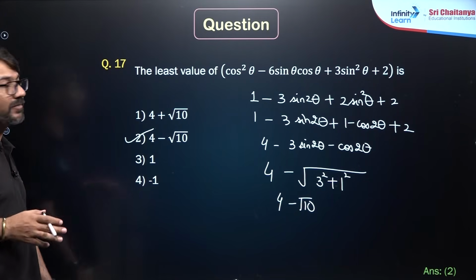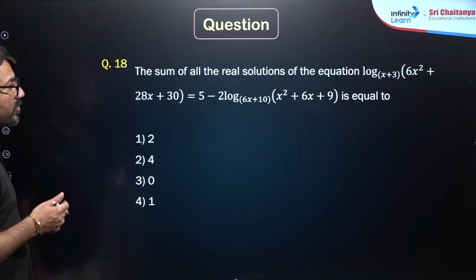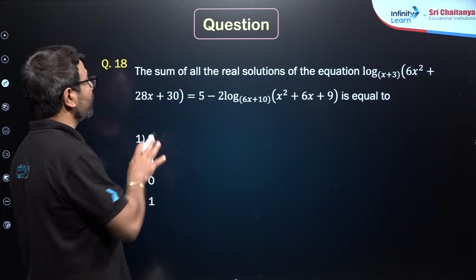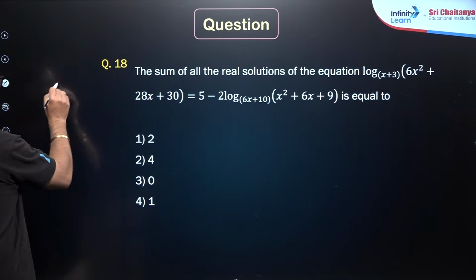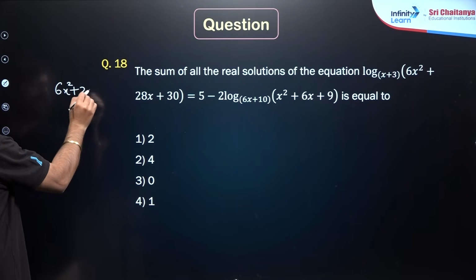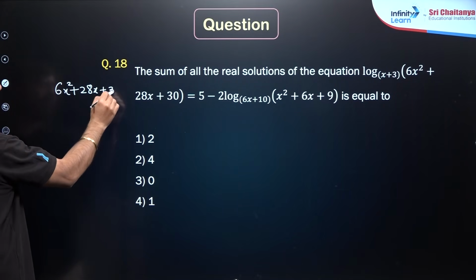So the second option will be the final answer, guys. Let's go ahead with the next one. They are asking for the number of real solutions, or the sum of the real solutions, of this equation. 6x square plus 28x plus 30 you have.